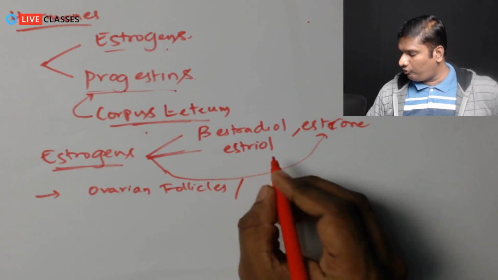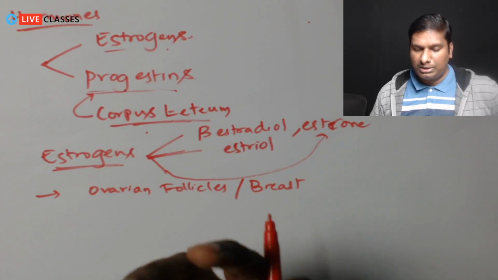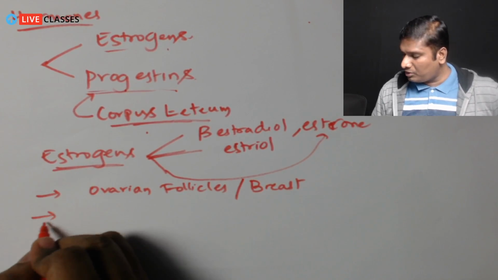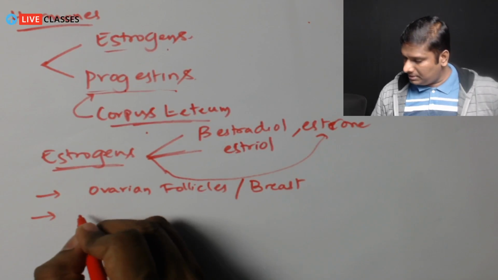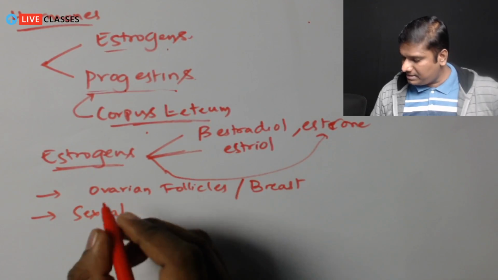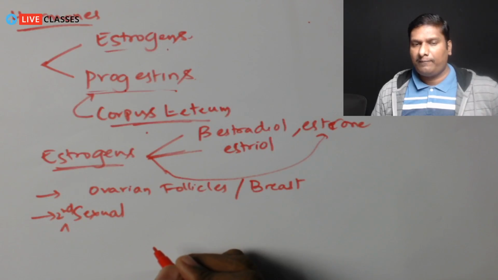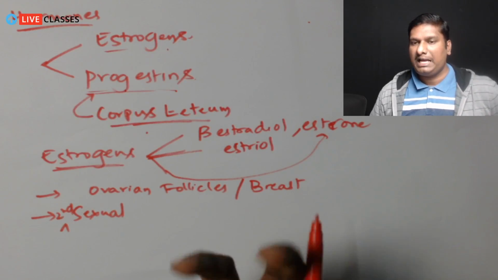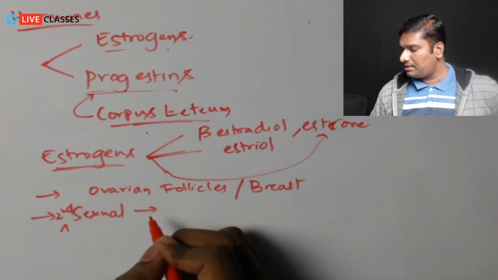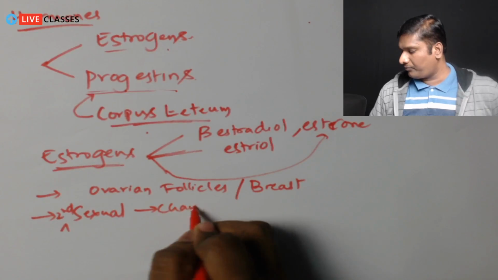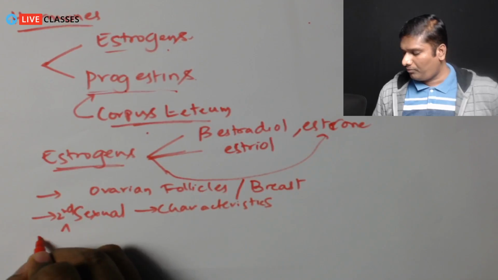In addition to the ovarian follicles, they are also responsible for breast development. The growth and development of the breast is because of the estrogens. Then you have the secondary sexual characteristics, to be specific. The secondary sexual characteristics that you see in females, for instance the high-pitched voice, are mainly because of the estrogens.